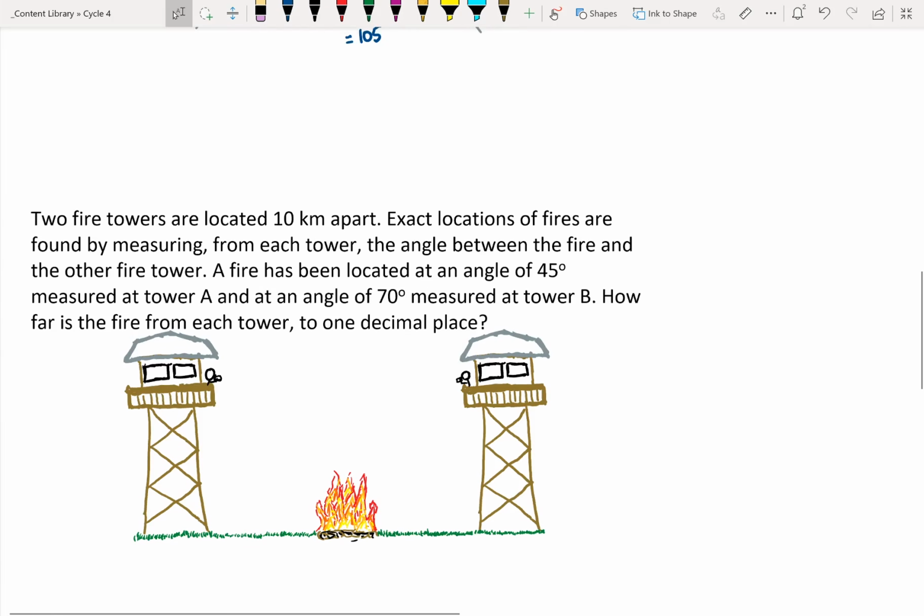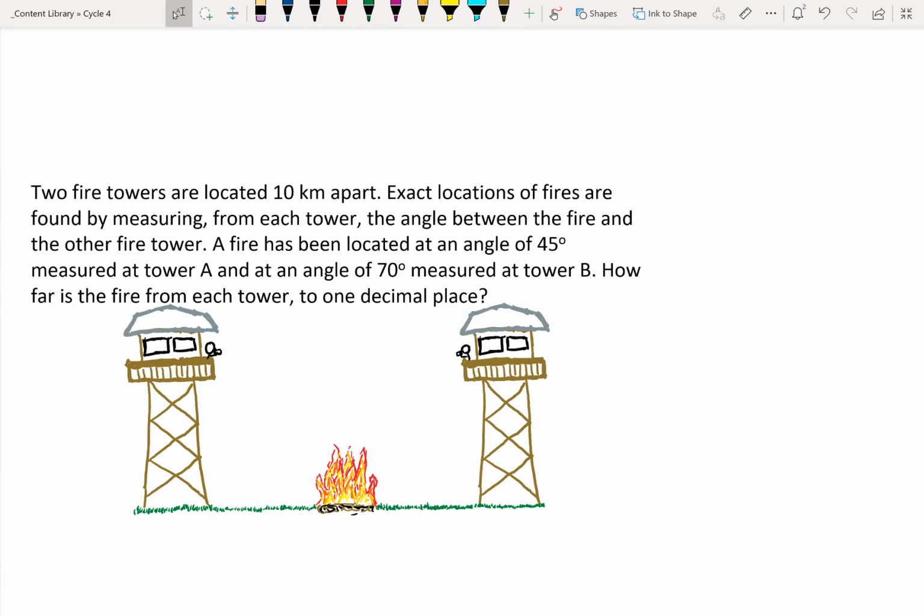In the next one, two fire towers are located 10 kilometers apart. Exact locations are found by measuring from each tower the angle between the fire and the other tower. The fire has been located at an angle of 45 degrees measured at tower A, and at an angle of 70 degrees measured at tower B. How far is the fire from each tower to one decimal place?